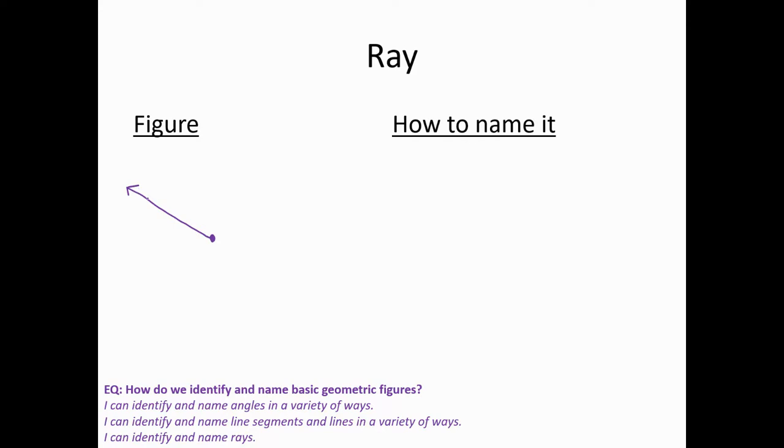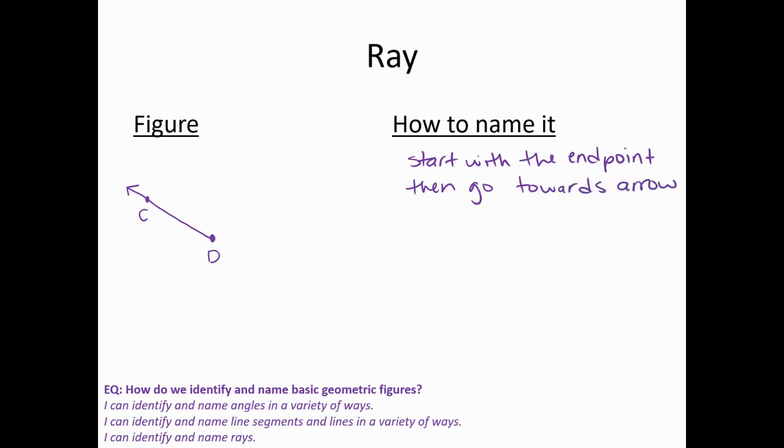To name a ray, we're going to need 2 points. So I'm going to tag another point on here, and I'm just going to label my points C and D. Now, to name it, this is super important. The way that we name rays, I'm going to even write this down, we always start with the endpoint. Always. Then go towards the arrow. So we're always going to follow the direction of the ray. We start at the endpoint and go towards the arrow.